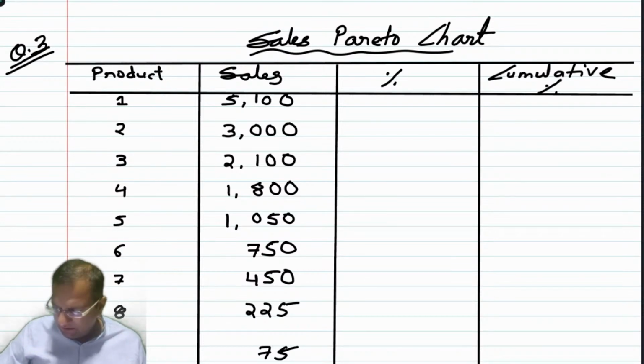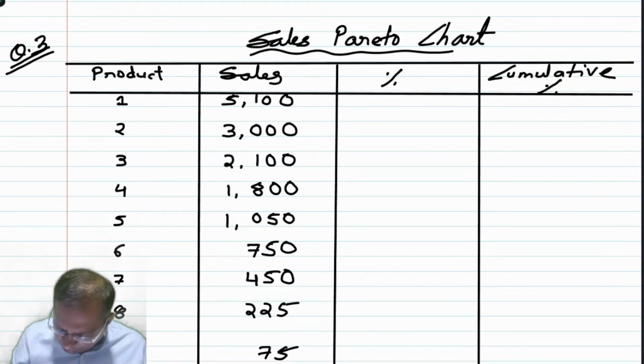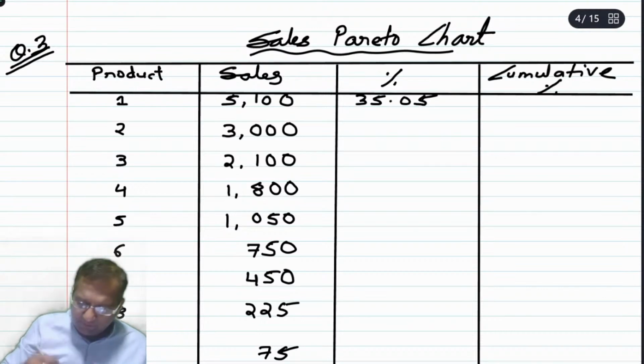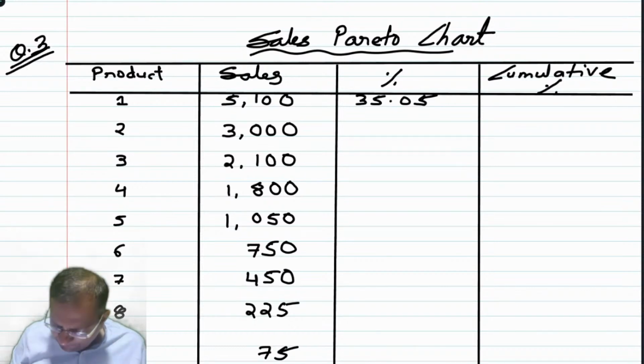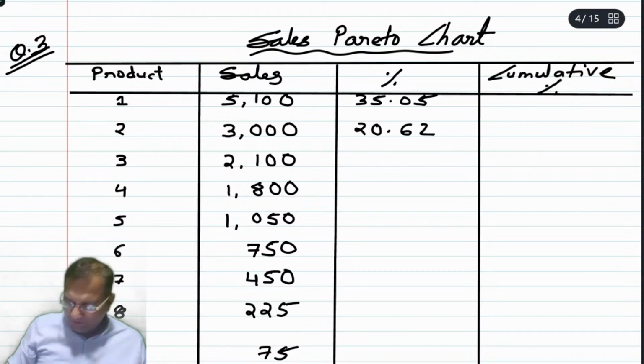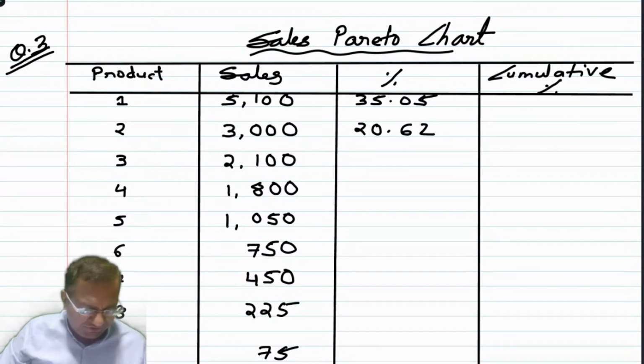5,100 divided by 14,550. It's 35.05. Okay. Next, 3,000 divided by 14,550. It's 20.62. Okay, beta. Please continue till product number 9. What are the percentage?